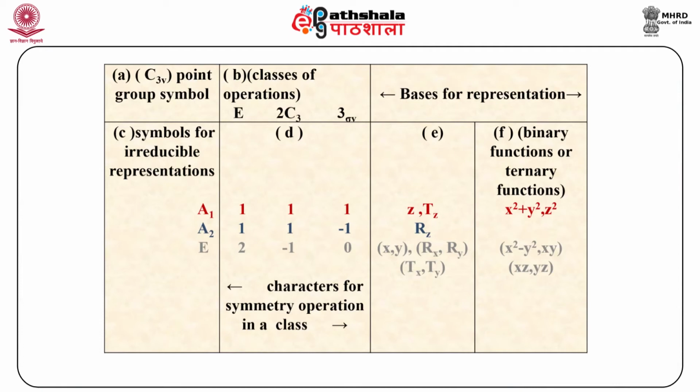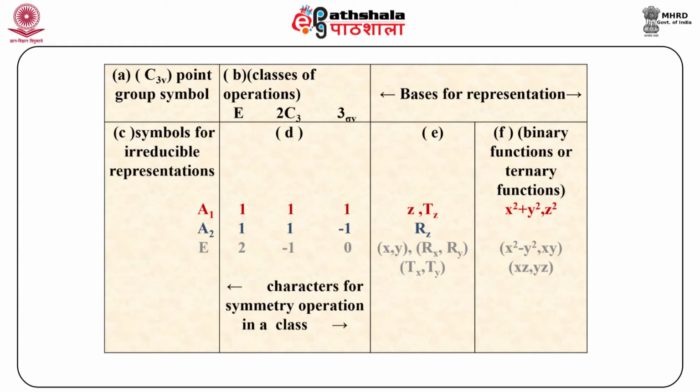Section B, classes of symmetry operations, that is E. Then we have C3, which has 2 operations in this class. Sigma v has 3 operations in this class. Section C, symbols for irreducible representations. Here, what are the irreducible representations? A1, A2 and E.